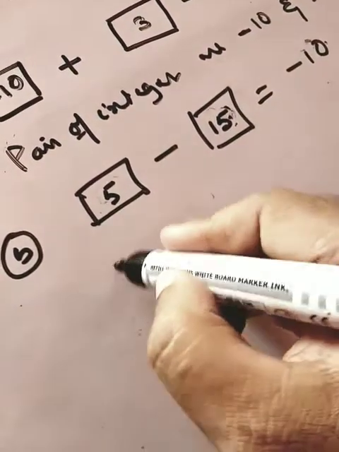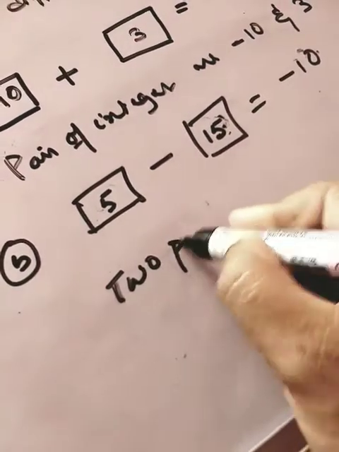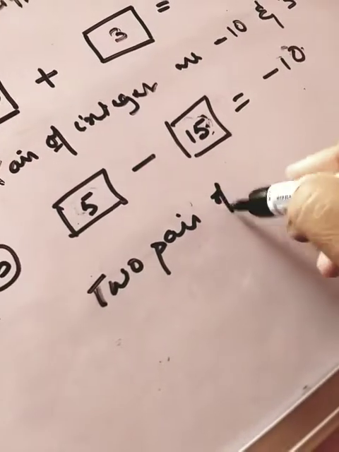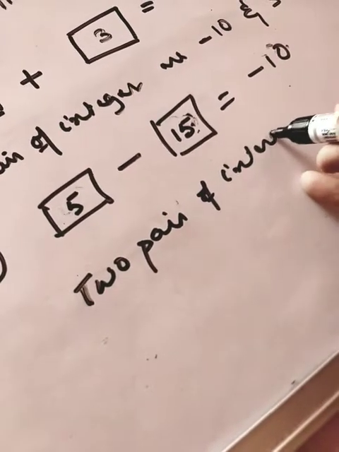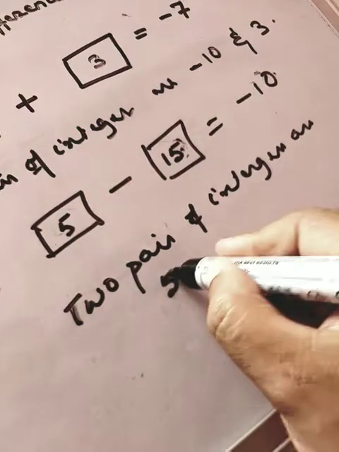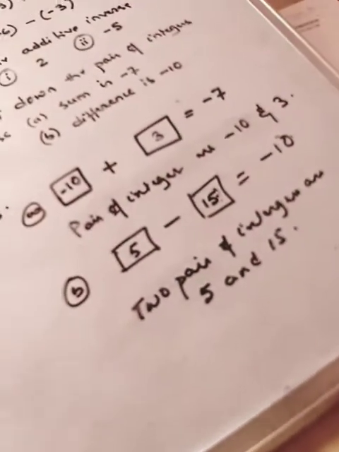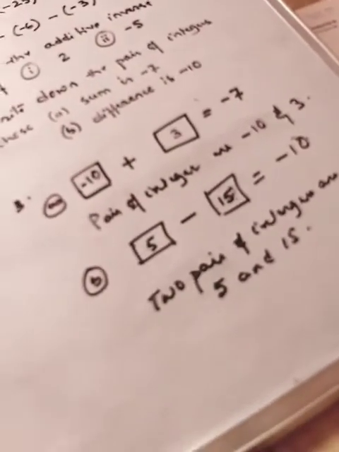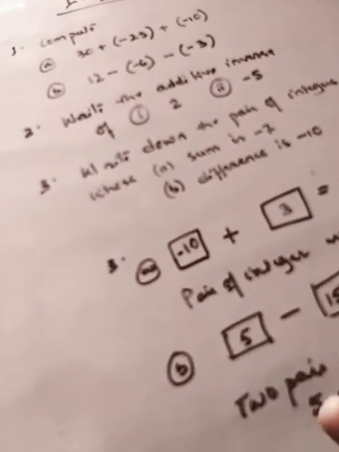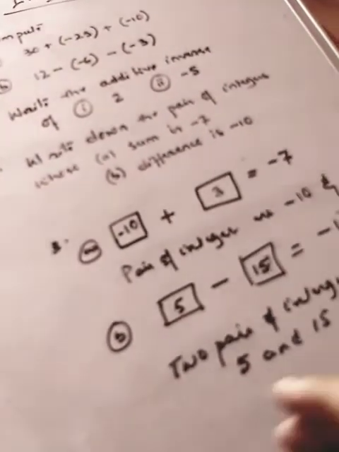Okay, so the pair of integers are 5 and 15. You can decide your own numbers, no problem with that. So these are the three sums which you have to do for today's assignment. Okay, thank you and take care.